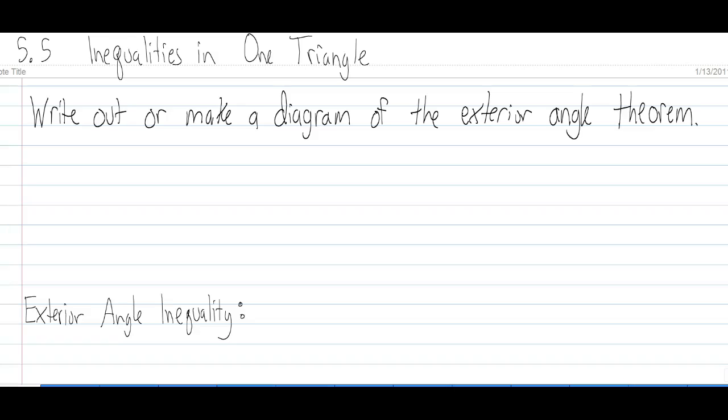This is Honors Geometry over sections 5.3 and 5.4 dealing with triangle inequality theorems. And first we're going to look at inequalities in one triangle.